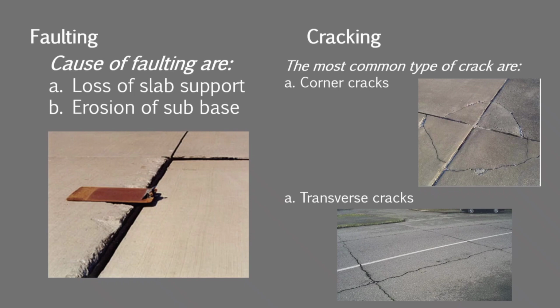Next is cracking. Cracking can take many forms in concrete pavement and could result from applied load, temperature, or moisture changes. There are two most common cracks, like what you see on the slide. We have corner cracks, associated with excessive corner deflection, and transverse cracks, associated with moisture or temperature stresses or poor construction methods.